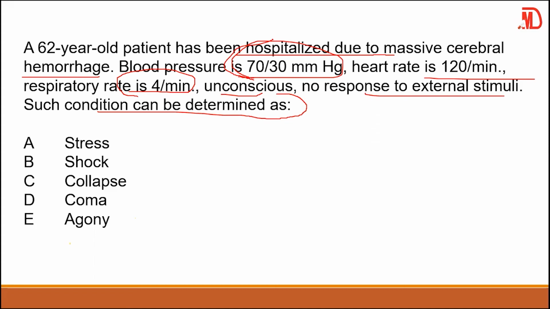There is massive hemorrhage inside the brain. So when the brain vessels are being destroyed, guys, it's very dangerous. So this person, look, even though he's having shock, he cannot breathe, or he's not even respiring. 4 is too low. Unconscious, no response to stimuli. So this is coma, not shock. Please don't get it twisted.